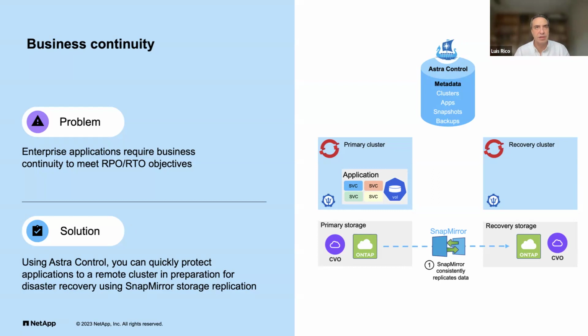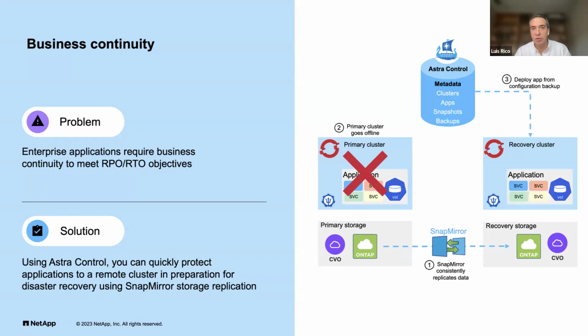If you have any failure in the primary cluster, you can easily press the failover button, and then Astra will redeploy all the Kubernetes resources and connect them to the replicated volumes that have been replicated in the background. So it's a kind of automated disaster recovery for OpenShift.